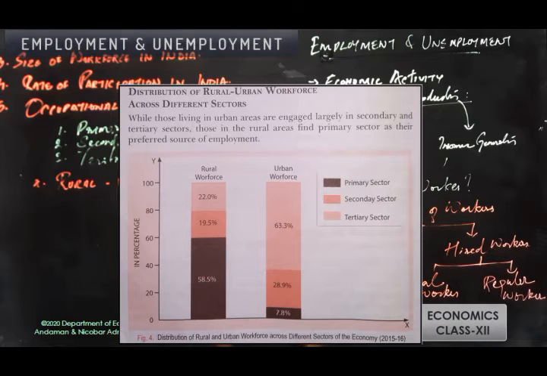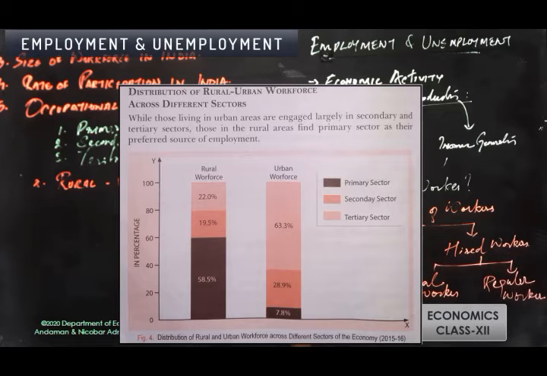Here you can see that the distribution of workforce in three different sectors is given in a bar diagram. In this bar diagram, we have three colors. Black color indicates the primary sector. Then we have a dark pink color that denotes the secondary sector. And there is one more bar in a light pink color that denotes the tertiary sector. Here you can see two bars. In the y-axis the data has been given in percentage, the percentage of workforce engaged in our rural and urban area.